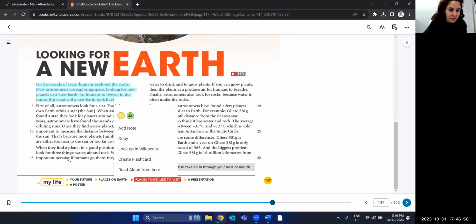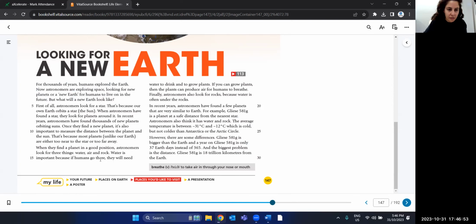It looks like that could be paragraph 3, because it's talking about water. It's important. So even if we can't see water, it's sometimes there. Because if you look for rocks, they also look at rocks because water is often under the rocks. So even if you can't see it, the water is under the rocks.